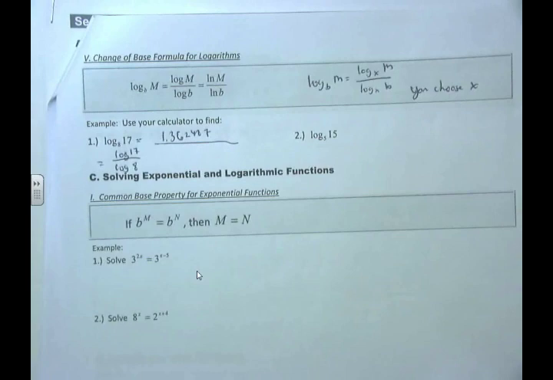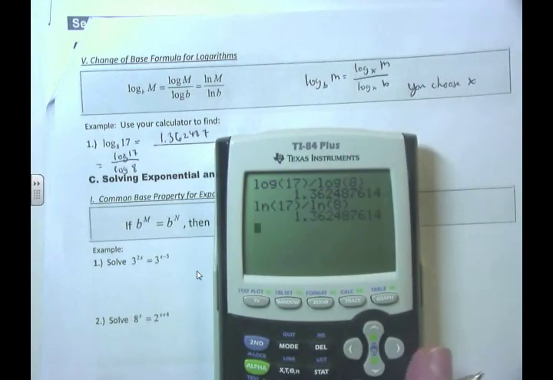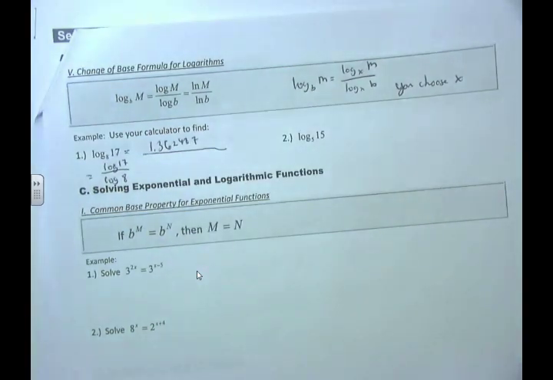But I want to show you something. Whether you choose common log or natural log, I choose e, natural log. This will be the natural log of 17 divided by the natural log of 8. Notice, you get the same number again. You choose the base. Okay?